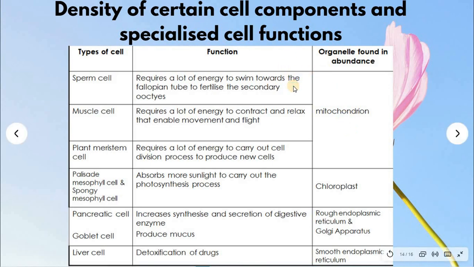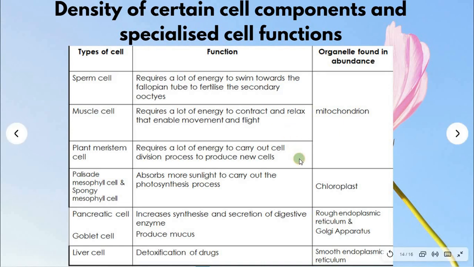Okay, why is there a lot of mitochondrion in the sperm cell? Because it requires a lot of energy to swim towards the fallopian tube to fertilize the secondary oocyte or the ovum. And then the muscle cell requires a lot of energy to contract and relax, which enables movement and also flight. That's why it needs a lot of mitochondrion.